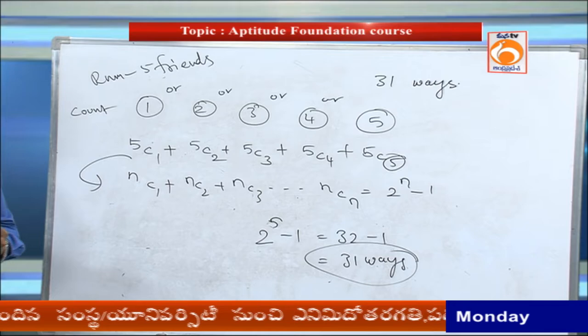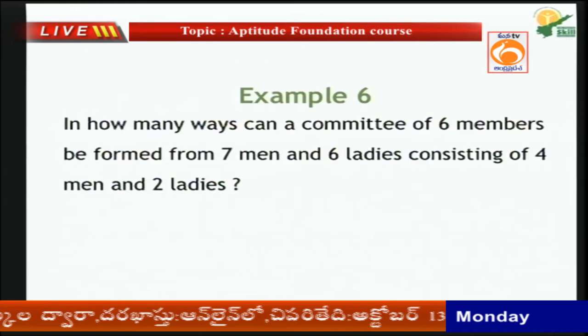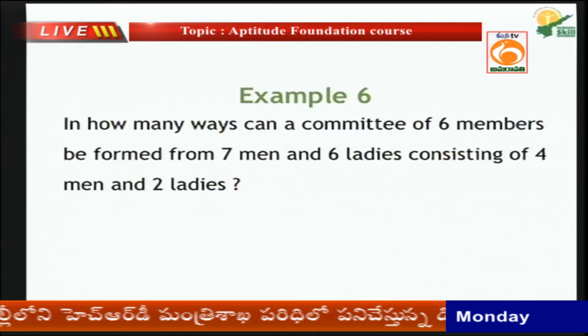If you see this: in how many ways can a committee of 6 members be formed from 7 men and 6 ladies consisting of 4 men and 2 ladies. So now you're going to form a committee. Guys, try to understand, you're going to form a committee. All right. So in such a committee, here you have to understand one thing.